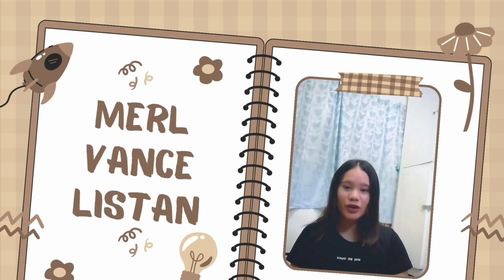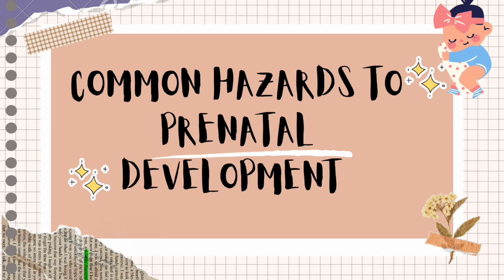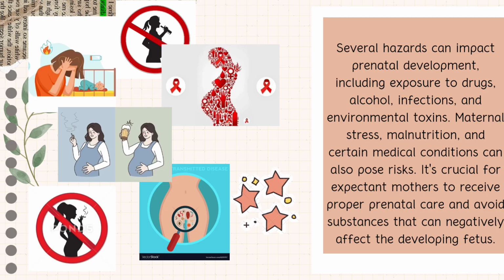And now, we are going to talk about the different common hazards in prenatal development. The common hazards in prenatal development. Several hazards can impact prenatal development. It includes exposure to drugs, alcohol, infections, and environmental toxins. Maternal stress, malnutrition, and certain medical conditions can also pose risk. It's crucial for expectant mothers to receive proper prenatal care and avoid substances that can negatively affect the developing fetus.